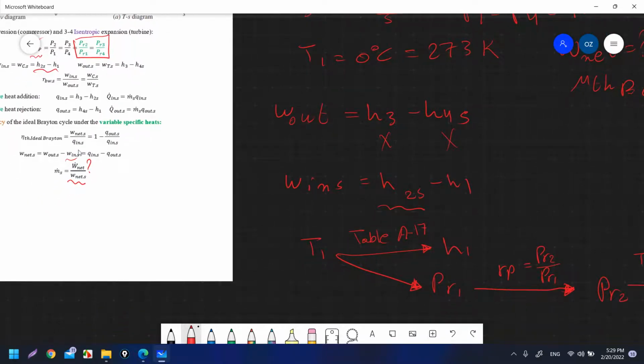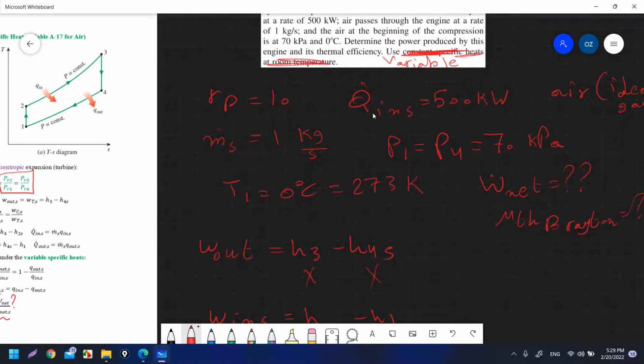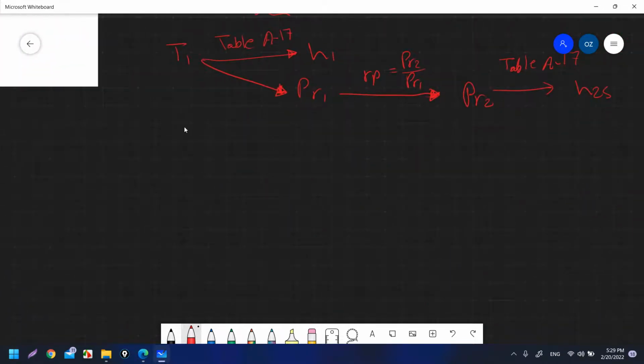Okay, for QNS, if I want to solve using this equation, QNS is equal to what? H3 minus H2S. But I already can find QNS because I have Q dot NS, and I can use this equation, Q dot NS over M dot S. I can find QNS. So the same like what we did in the constant specific heat. So QNS equal to Q dot NS over M dot S, and will equal 500 over 1, and equal also 500, but in kilojoule per kilogram.